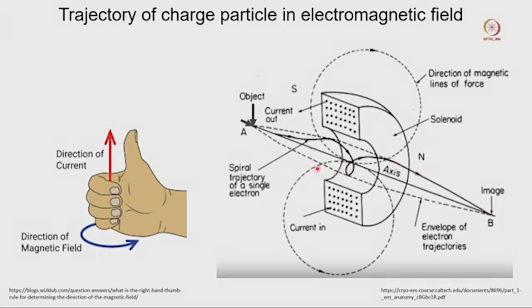Now how many spirals there will be inside this electromagnetic lens depends on what kind of magnetic field we are using, how strong our magnetic field is. If our magnetic field is very strong, there will definitely be much more spiral motion. Now this is the electron trajectory. If I ask you to draw the trajectory of the electron when it is traveling through an electromagnetic field, that is the trajectory we have to draw.